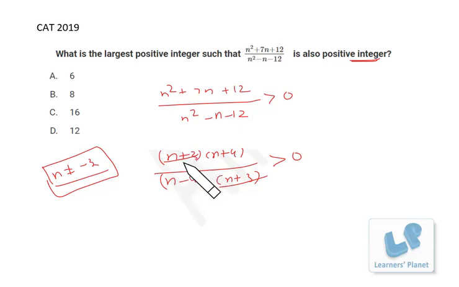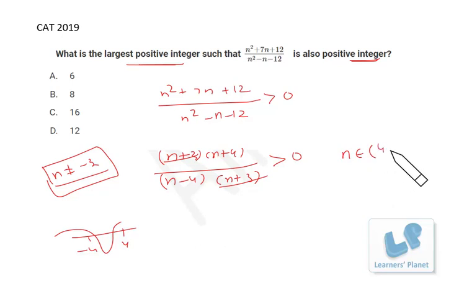So now (n plus 4) by (n minus 4), and we want it to be greater than 0. So n should be below minus 4 or above 4, right? But n has to be a positive integer, so we are skipping the values below minus 4, and we can take just values above 4, right? So 5 onwards, all integral values.